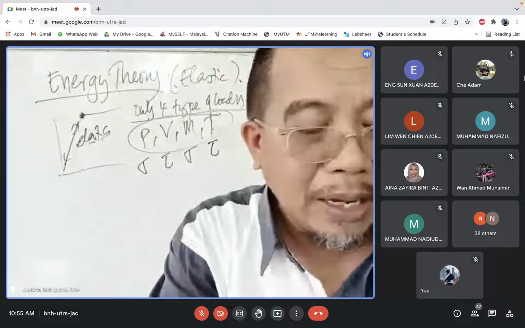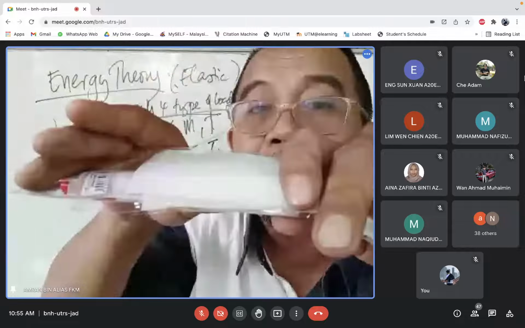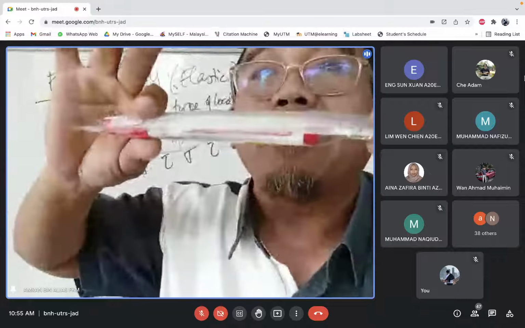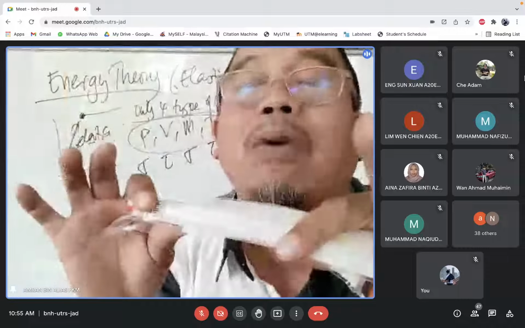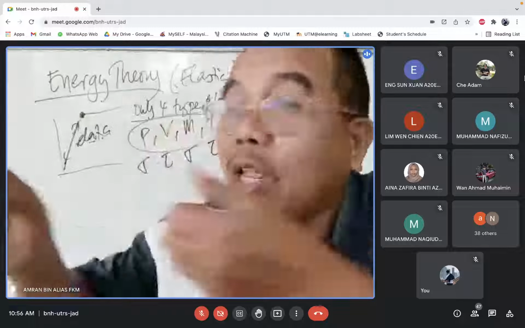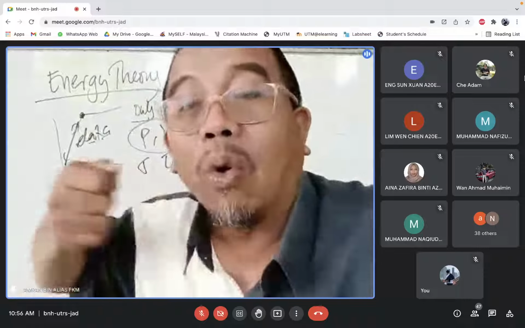Put your ruler there, like that, and then bend it. Moment like that, moment like that. Bend it, and when you release it, it goes back to the original shape, right? So is energy stored during bending? Yes. This is what happens when you draw your bow, the anak panah, the arrow.